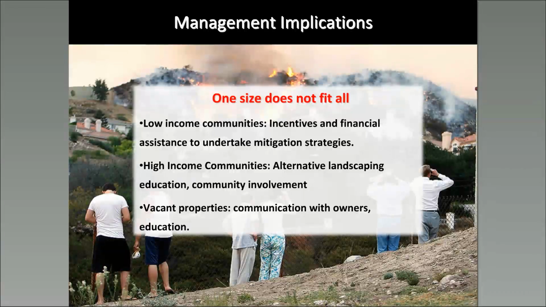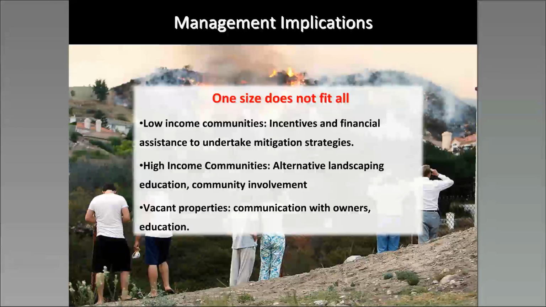So here are some management implications of our study. Basically, one size does not fit all. Low-income communities could use incentives and financial assistance to undertake mitigation strategies. Especially with roofing, it's very expensive to replace a roof and requires a lot more than simply taking off a wood shake roof and putting on tiles. And so in these poorer communities, it may take some incentives to help people do this.